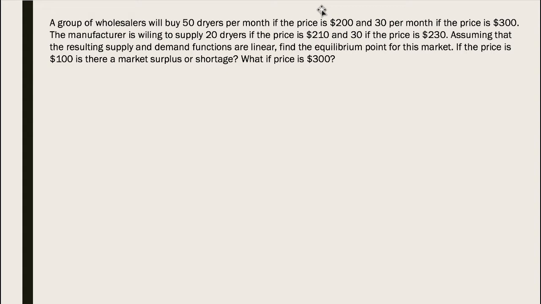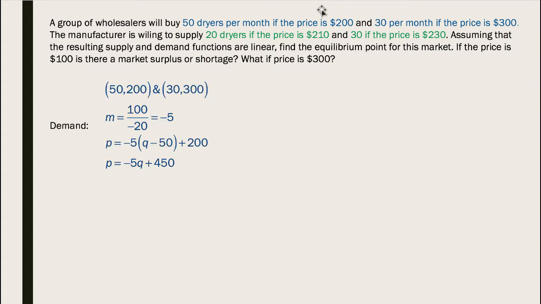So there's a lot of information here, so we're going to organize that information. The first sentence here gives me the information about my demand curve. So 50 dryers per month if the price is $200 and 30 per month if the price is $300. Since I'm assuming this is linear, I can create two ordered pairs out of that information. Here I have it highlighted in blue, and then create a demand function. So (50, 200) and (30, 300).